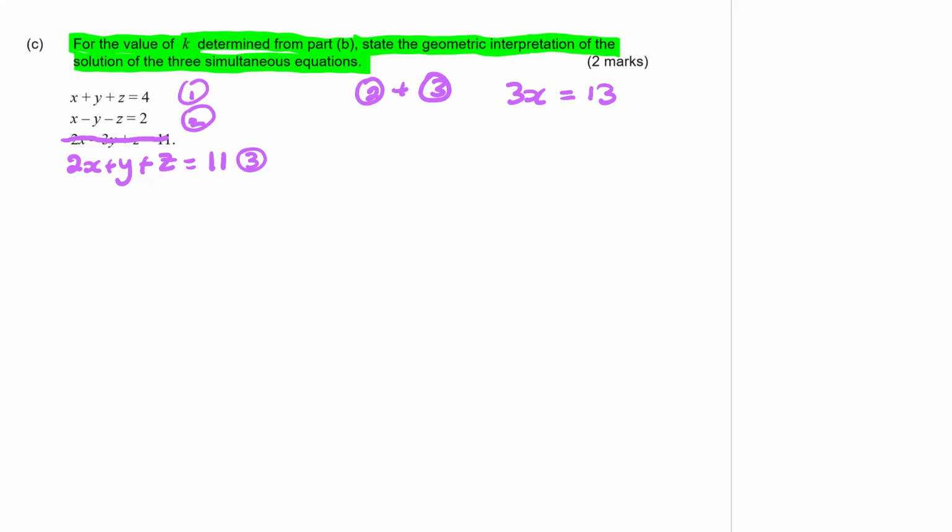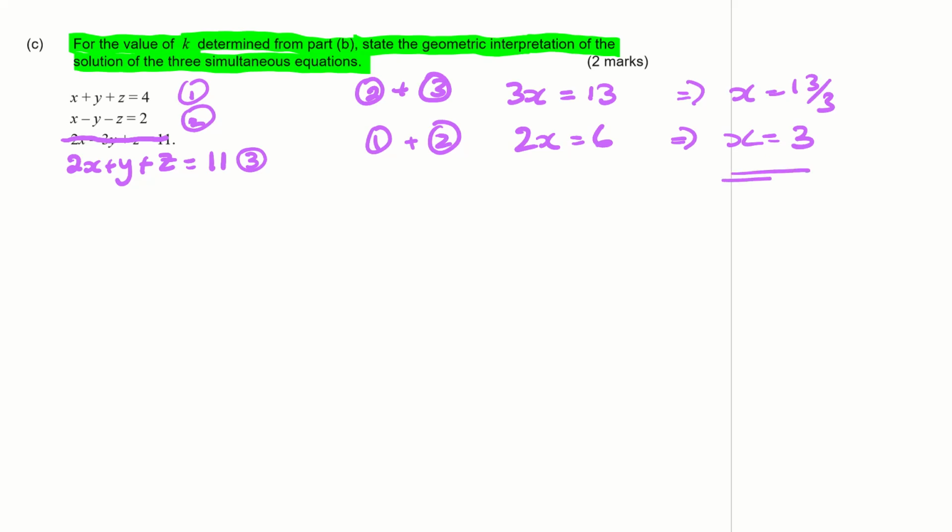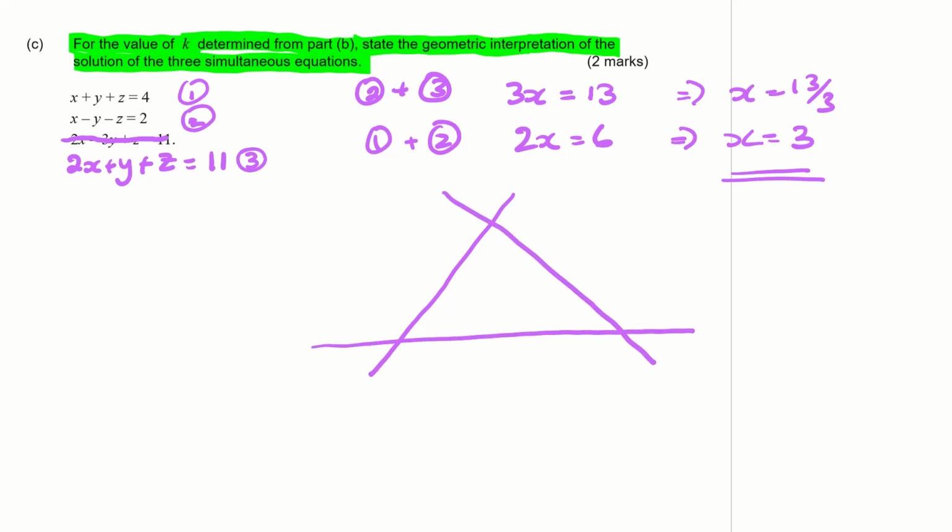If we were to do equation 1 plus equation 2, we can get the y's and the z's to disappear again, and that would give us 2x is equal to 6. So this one here gives x is 13 over 3. This one here gives x is equal to 3. That's inconsistent, and that seems to me that it would lead us to the Toblerone box, where we get pairs of planes intersecting in lines.